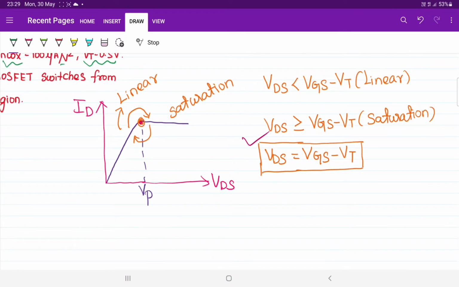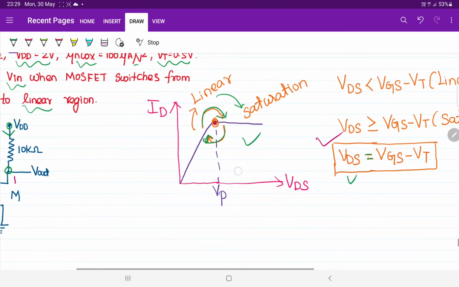Here I wrote something. See there. We know the basic characteristics of MOSFET. Whenever the MOSFET is switching region, either from linear to saturation or saturation to linear, the condition is the value of VDS must be equal to the value of VGS minus VT. That is the thing that you have to remember. So it doesn't matter whether we are going from linear to saturation or saturation to linear. Always during the switching point, the condition is VDS almost equal to VGS minus VT. So first take this condition, keep it in your mind.